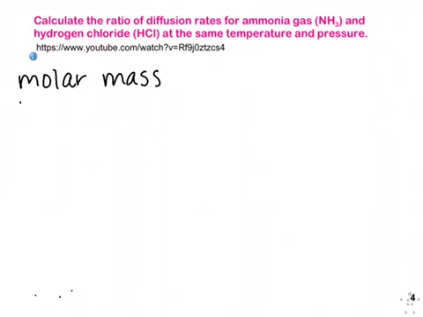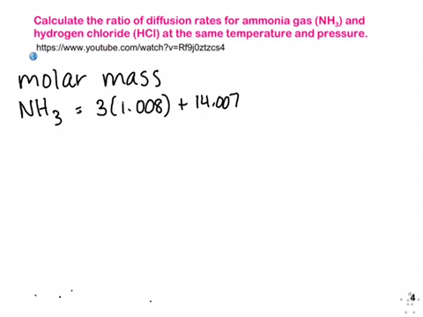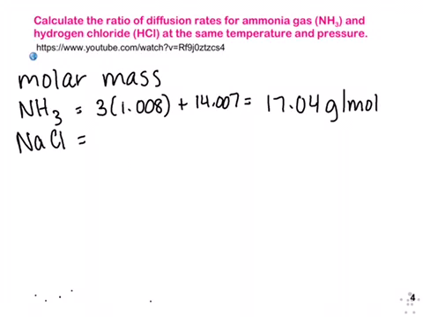So the molar mass of NH3 is 3 times 1.007899, we'll just go 8, plus the 14.007. And it looks like that should get us 17.04-ish grams per mole, depending on how you round. And then HCl is just the 36.46 grams per mole.